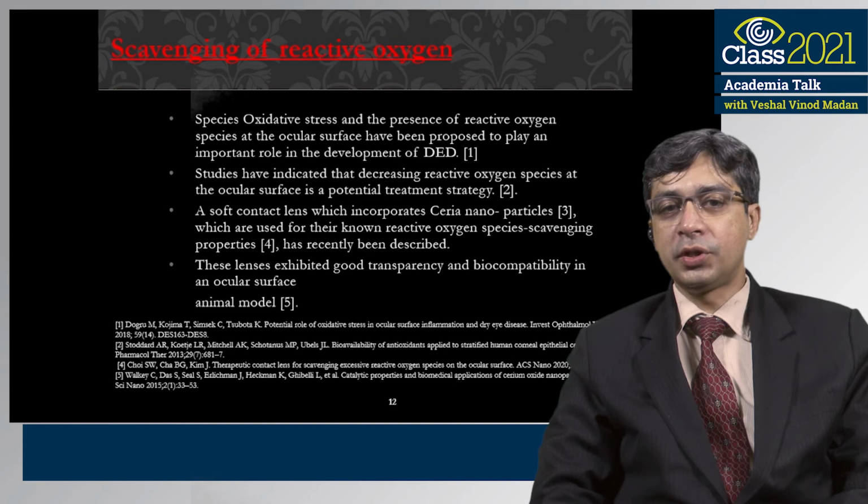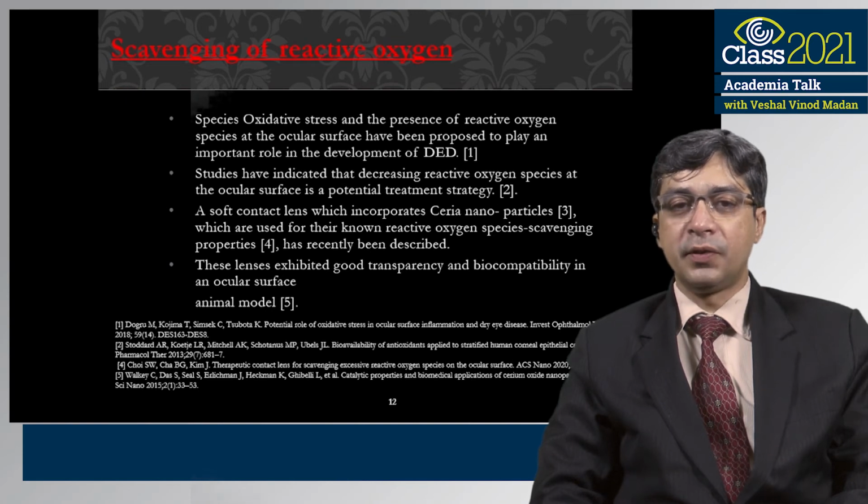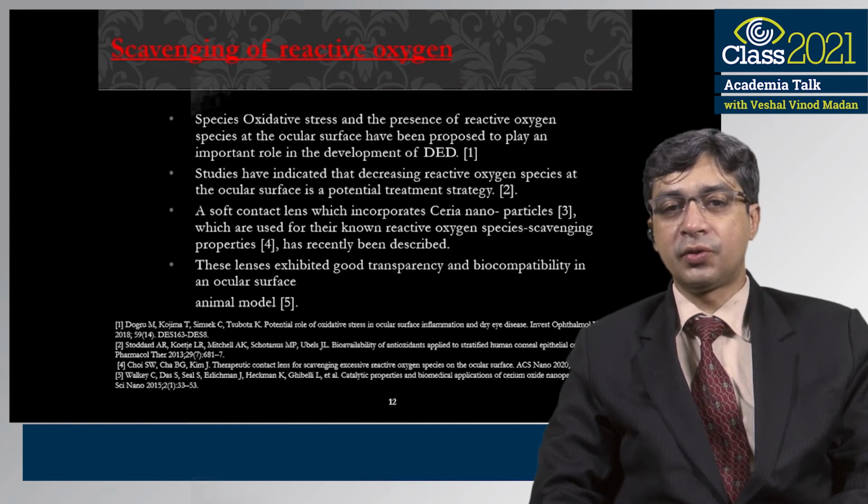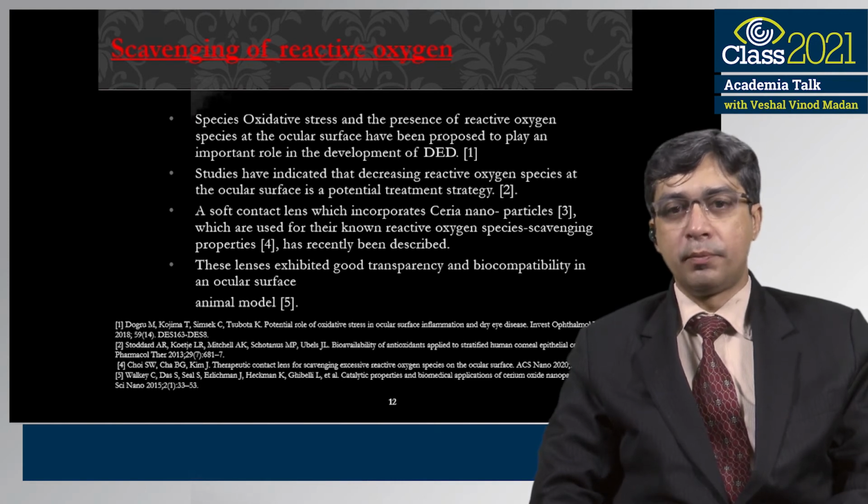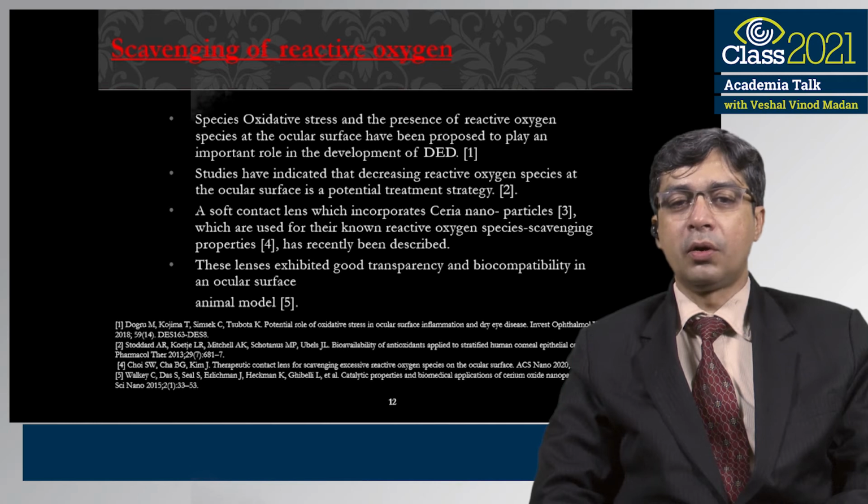Scavenging of reactive oxygen is also another way, as we are aware that there is a lot of oxidative stress produced by putting in a contact lens, as there is friction as well as reduced circulation of tear film in front of the lens and after the lens, that is called the pre-ocular tear film and post contact lens tear film.